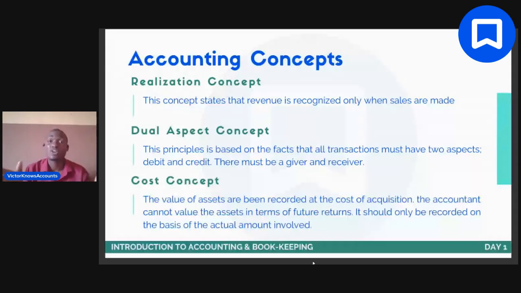Now, of course, the matching concept is similar. The matching concept is actually under the accrual concept, and it's saying that the income earned in a particular period should be matched against the expenses incurred in that period. That means any money I make in a particular period, I should match it against the expenses that I've incurred in that particular period. By so doing, I would be able to ascertain the profit that I have made in this period. Is that fine? All right.